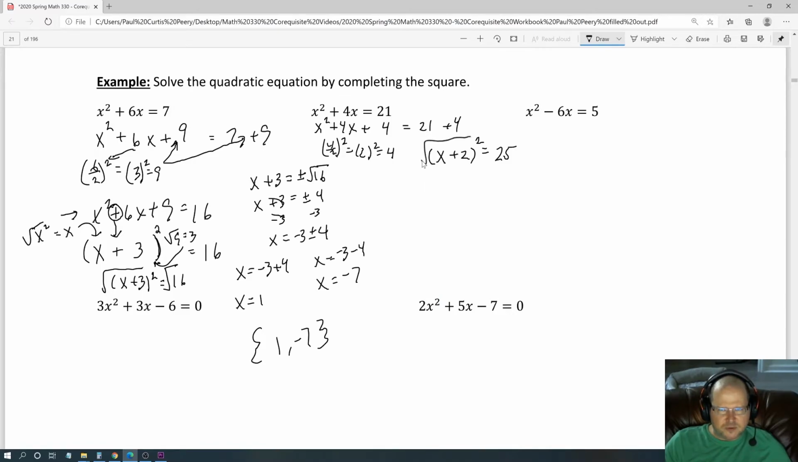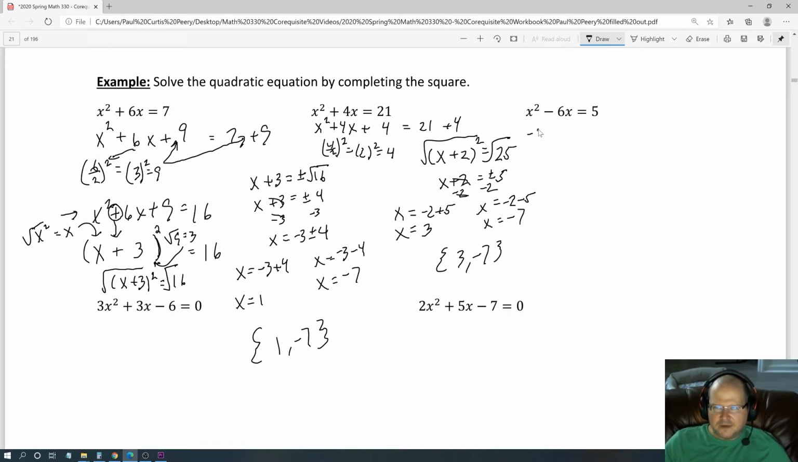At this point, I'm going to take the square root of both sides, and that gives me x plus 2. The square root of 25 is 5, so it's plus or minus 5. Now we want to finish solving this, so I'm going to say minus 2, cancel, cancel. We'll have x is equal to negative 2 plus 5, and x is equal to negative 2 minus 5. Negative 2 plus 5 is 3, and negative 2 minus 5 is negative 7. So give me a 3 and a negative 7.